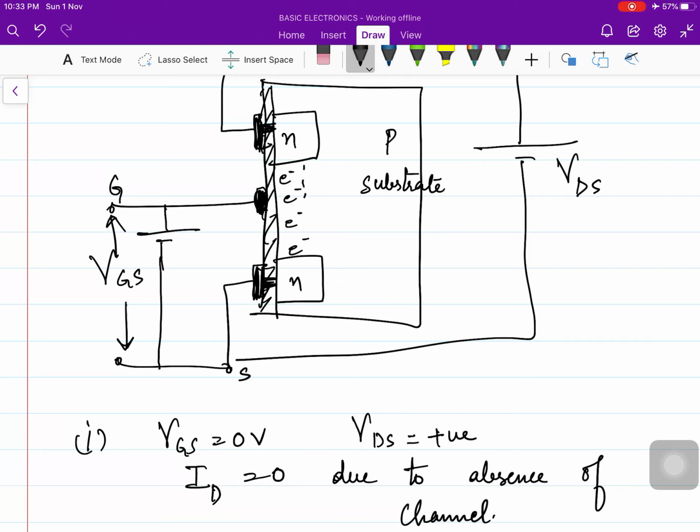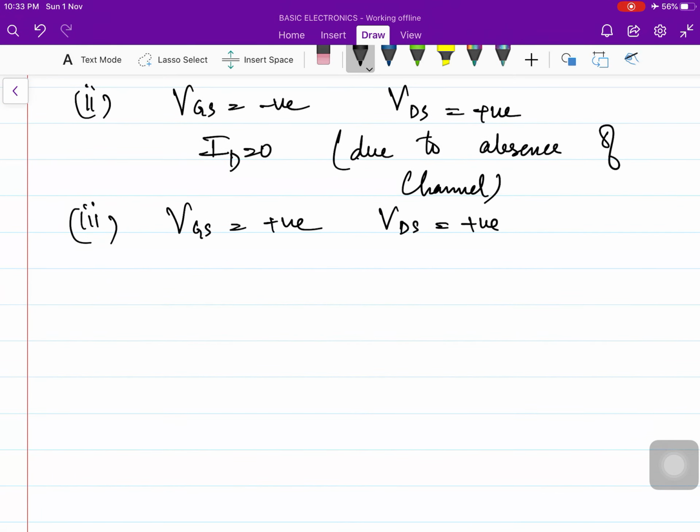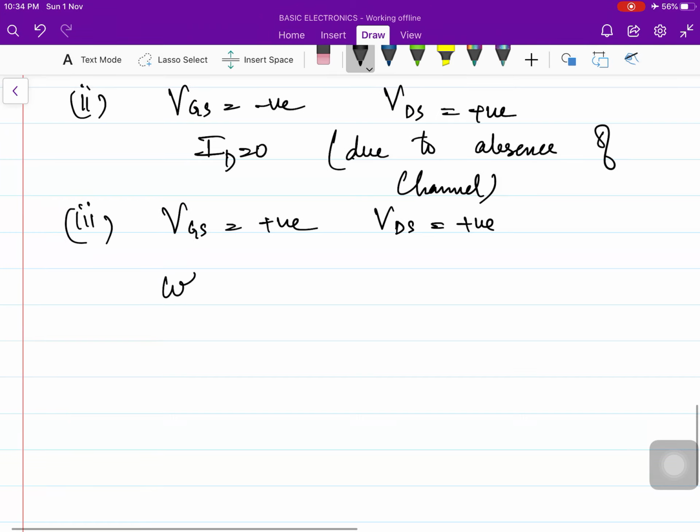they will accumulate here. Now a point will come, not immediately. Suppose you are giving a very small value of VGS. So the sufficient number of electrons will not be accommodated instantaneously. You have to wait for some time or you have to increase the VGS up to a value which will attract a sufficient number of electrons so that they can form a channel. So that means, first of all, as soon as VGS becomes positive, channel is not induced.